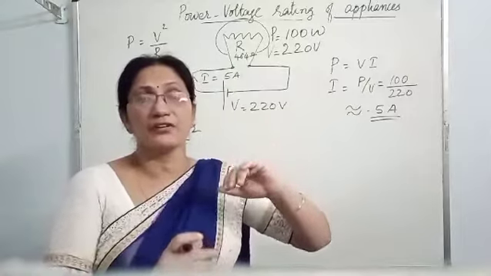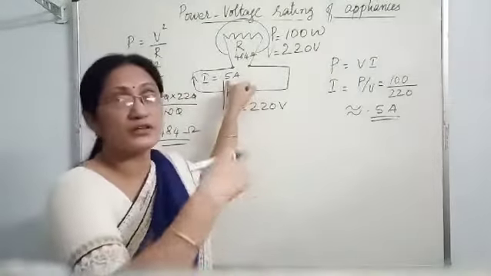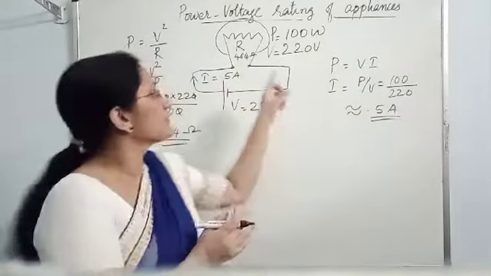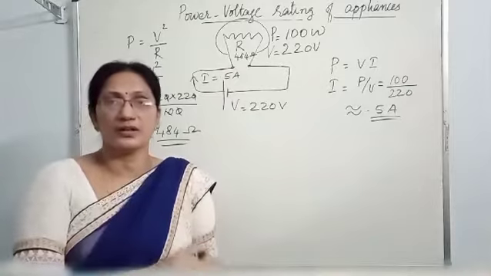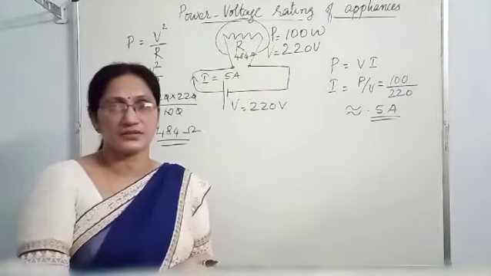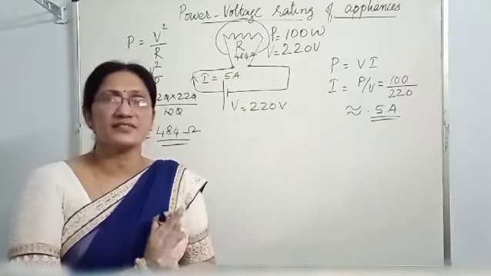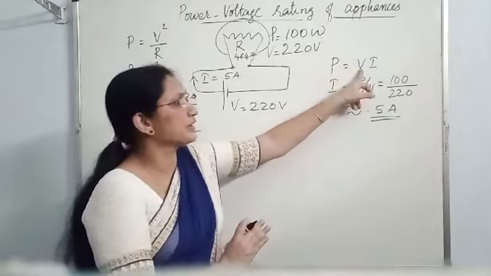What will happen if current exceeds the safe current? That is, if it goes more than 0.5 ampere, this filament will burn. More overloading will happen, more heat will be produced and this filament will melt. So for every device there is a safe current that you can calculate from the power and voltage.